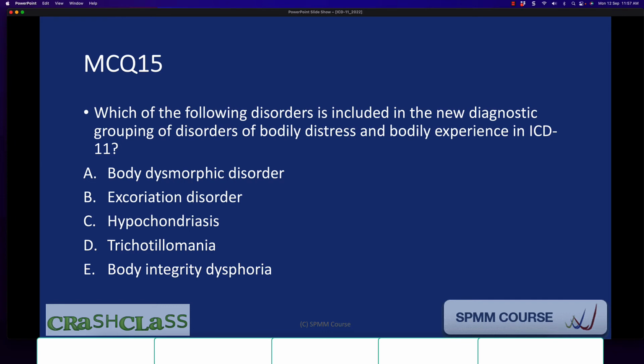Question number 15. Which of the following disorders is included in the new diagnostic grouping of disorders of bodily distress and bodily experience in ICD-11? A. Body dysmorphic disorder. B. Excoriation disorder. C. Hypochondriasis. D. Trichotillomania. E. Body integrity dysphoria.